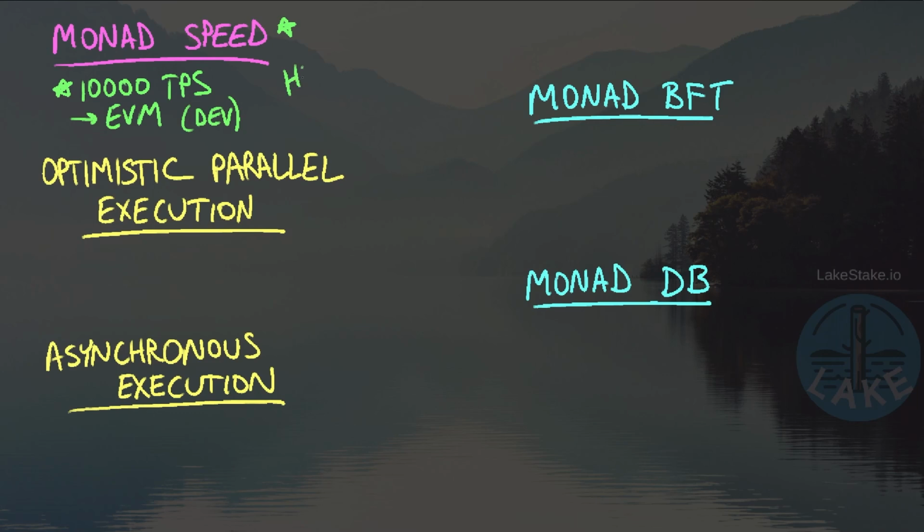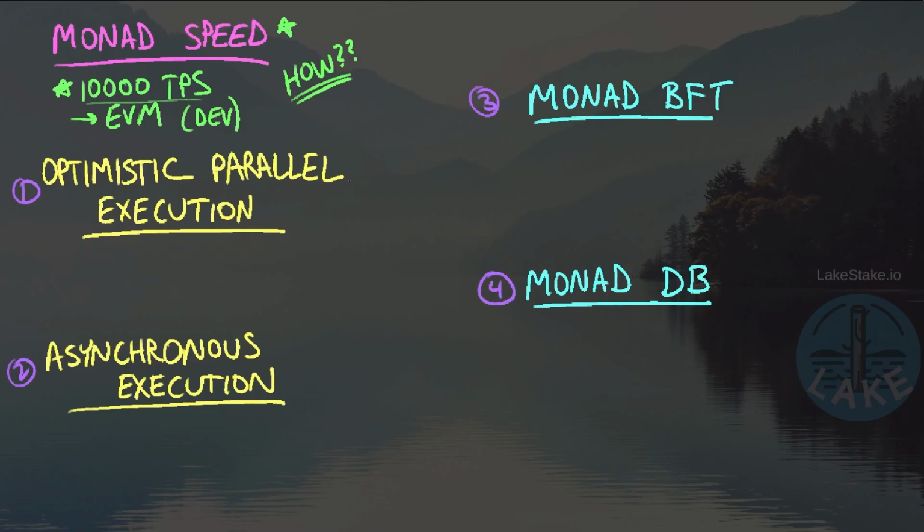The big question we want to ask is how? How is Monad able to accomplish these incredible speeds even compared to other modern networks? Well, this comes down to the four key components of the Monad architecture, and we're going to go through each one of these at a high level.